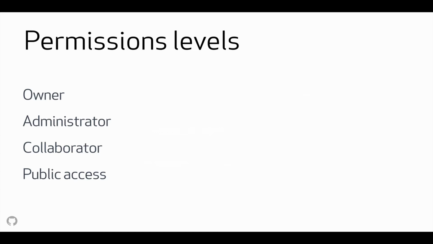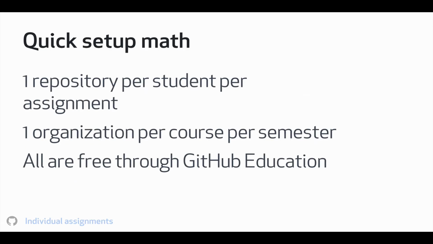And then collaborators have access to change the code, but their access is limited. Students will have write access to their repositories through Classroom automatically. And public access refers to a public repository. Anyone can see the code, but of course, we offer private repositories for teachers and students. And then a quick bit of setup math. The recommended workflow here is that you have one organization per course per semester, and that inside that organization, you have one repository per student per assignment.